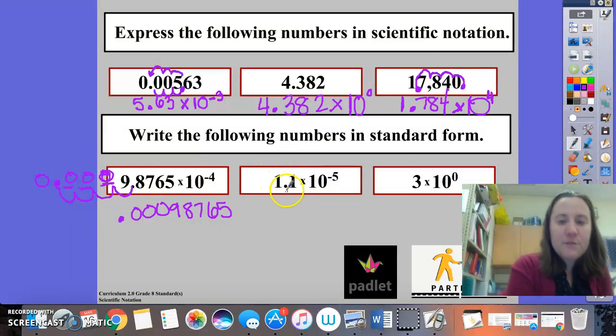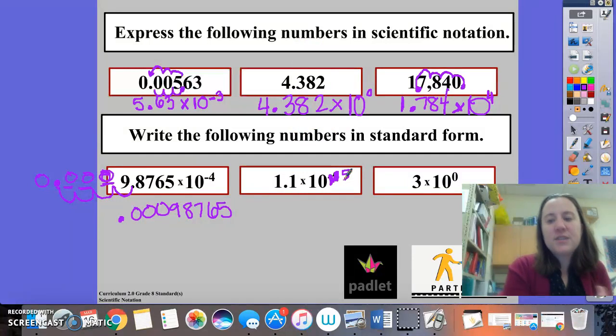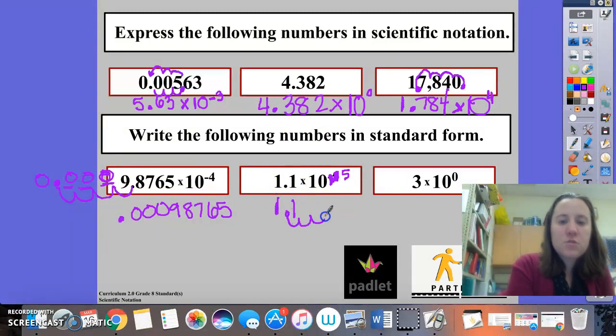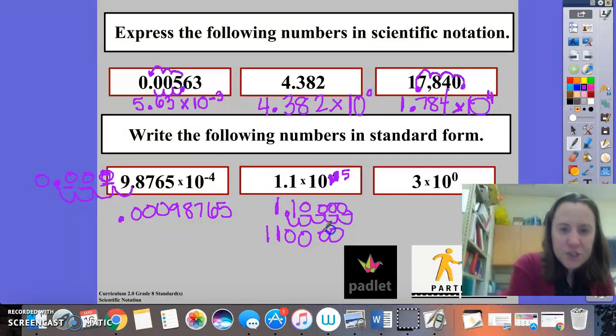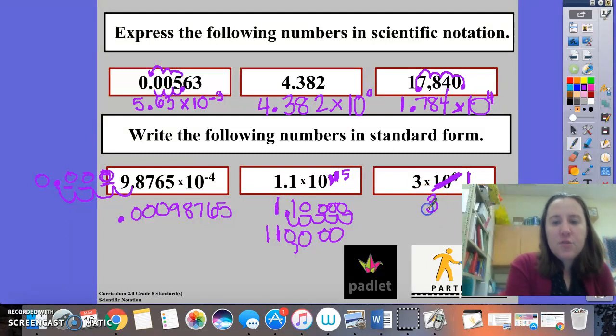We are going to move that decimal 5 places to the left. Actually, never mind. I want to change this one. Sorry if you already did this. To a positive 5, just so you get to see the larger numbers too. So 5 places to the right is 1, 2, 3, 4, 5, and I have 1, 2, 3, 4 zeros. So I should have ended up with 110,000. And 3 times 10 to the 0 power, remember we talked about this? 10 to the 0 power is 1, and 3 times 1 is 3.